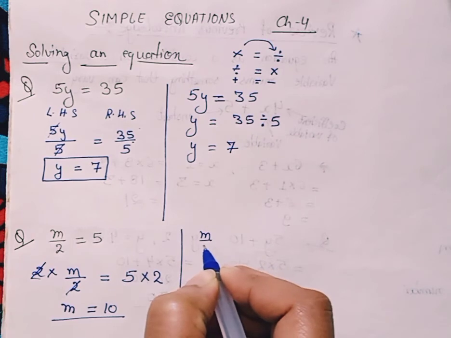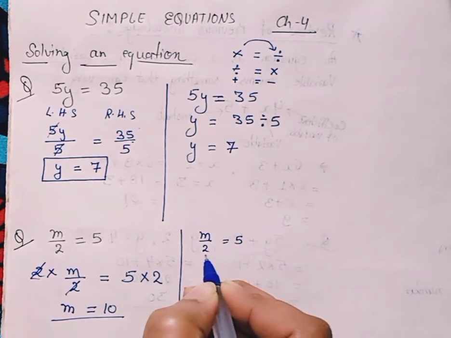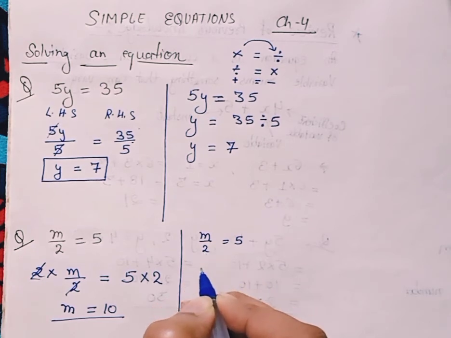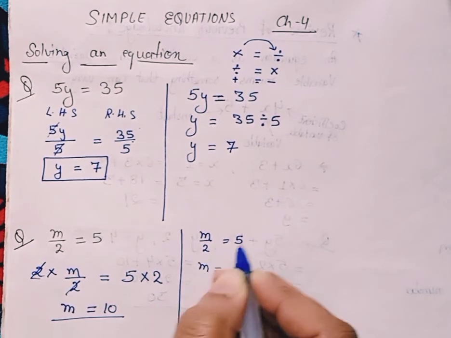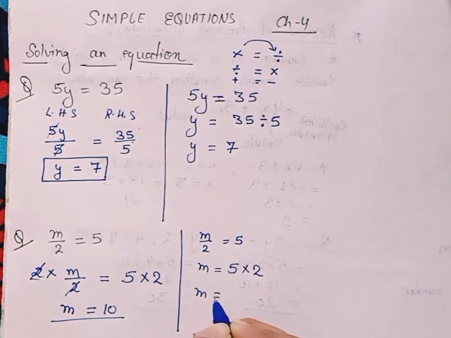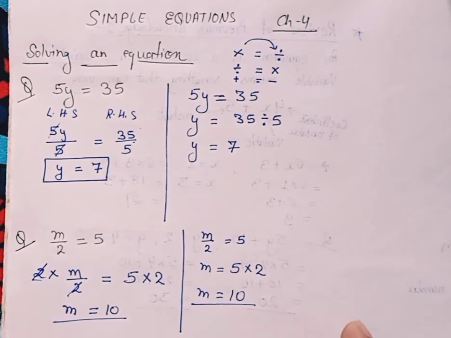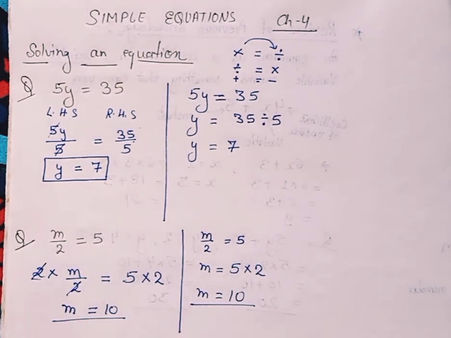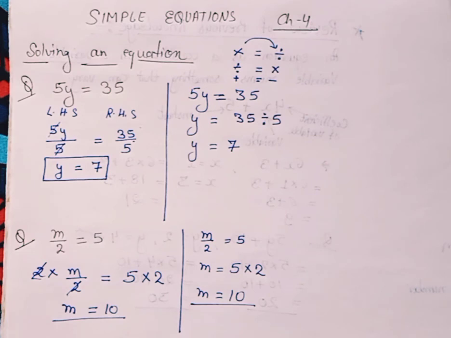m by 2 is equal to 5, where this 2 is in a multiplication term as a coefficient term. So on the other side it will transfer into multiplication. So again we have 5 into 2, which gives us 10. So for both methods, you can use any one of them to solve the given equation, whichever is easier for you. So that was the method to solve an equation.